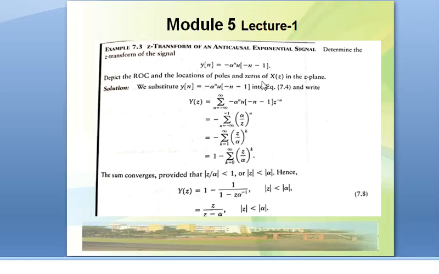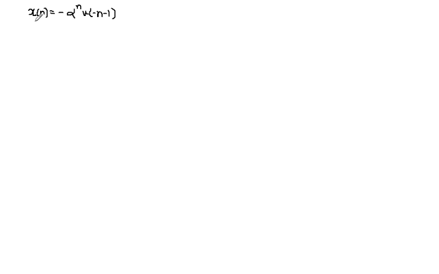Let's consider the next problem wherein y of n is equal to minus of alpha raised to n u of minus n minus 1. So when we are given with this kind of a problem, how to solve? Let's see. We are given x of n is equal to minus of alpha raised to n u of minus n minus 1. Now we write, let's say y of n or x of n, it doesn't matter.